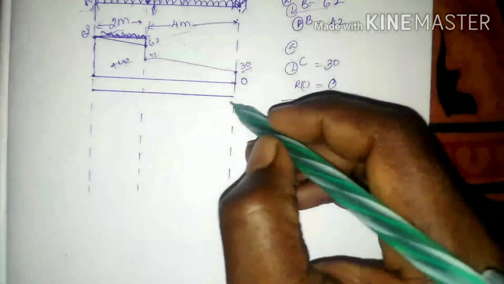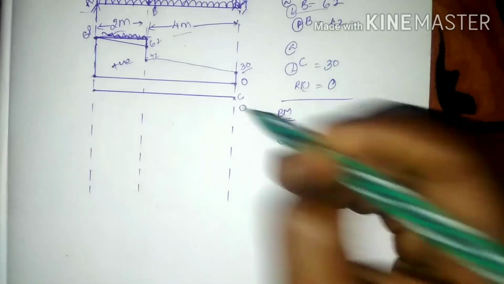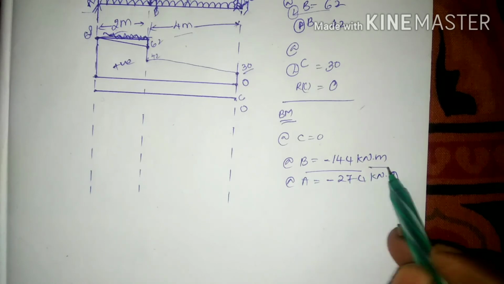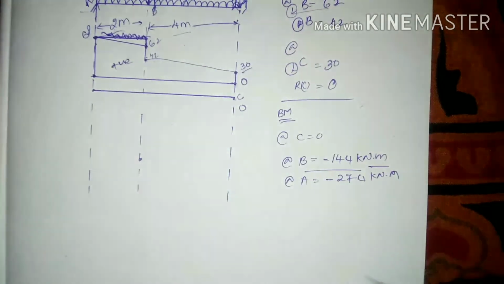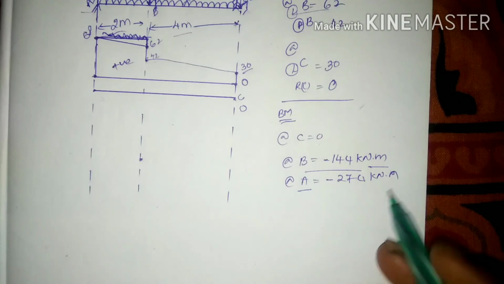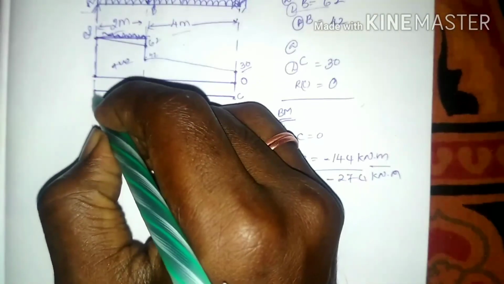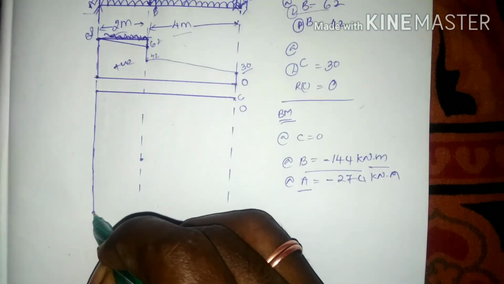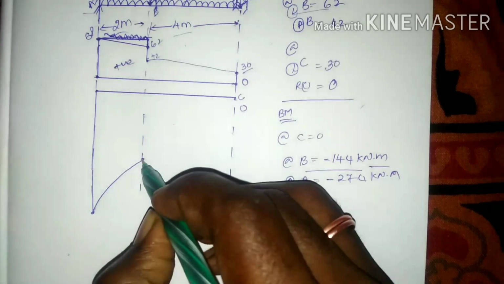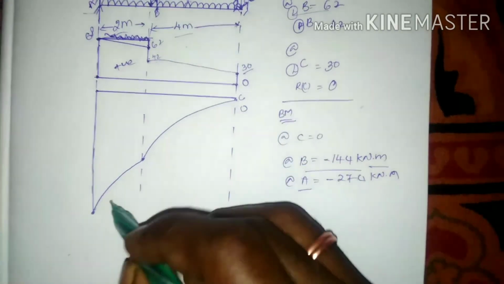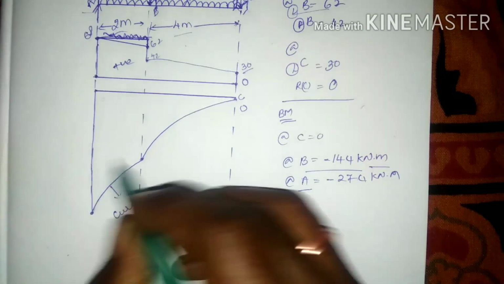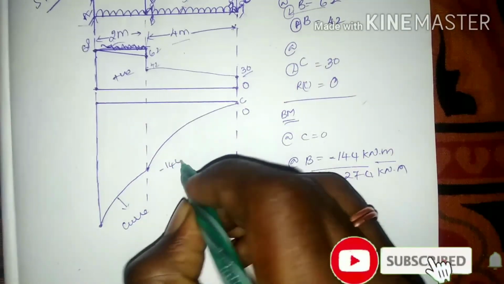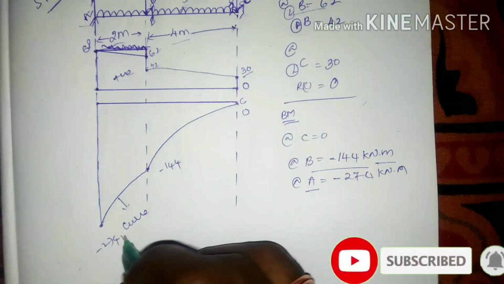For the bending moment, at point C we have 0. For the bending moment at B, minus 144 kilonewton meters. Let us mark a point here, and at A, minus 274, that is here itself. Here we have the total UDL, so we get curved lines like this. Both are curved because the entire span is acting with a UDL. The value here is minus 144 and here minus 274 kilonewton meters.